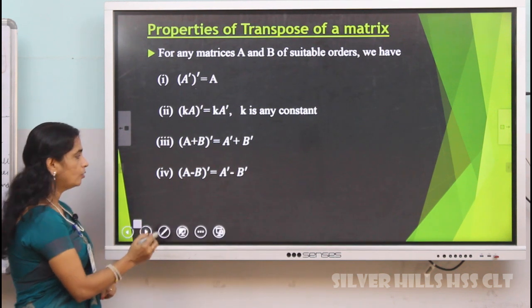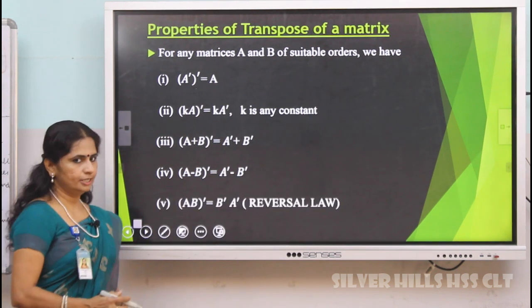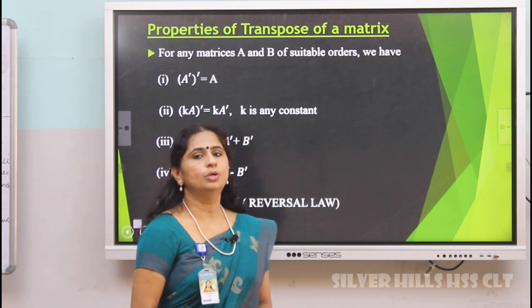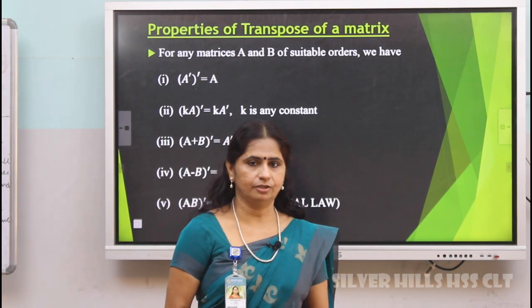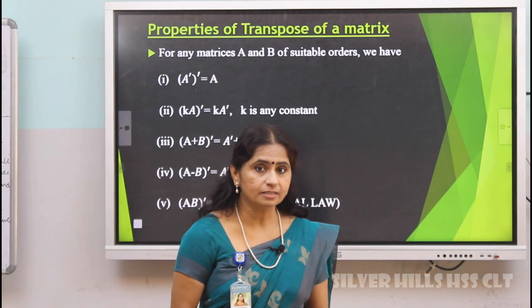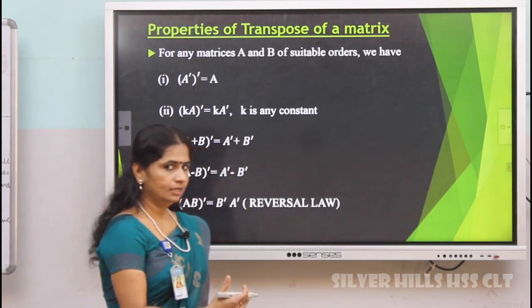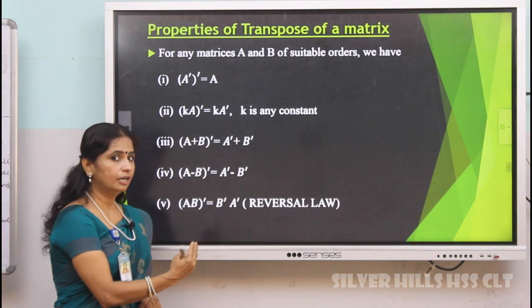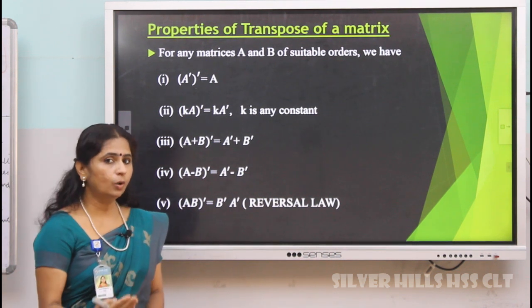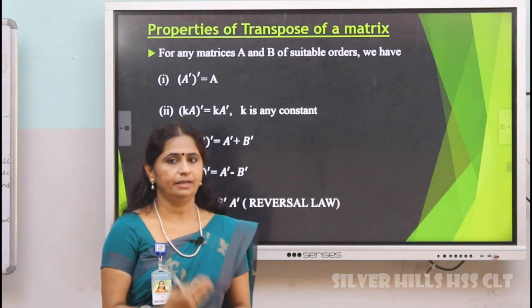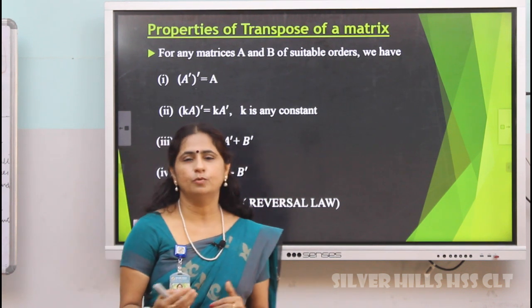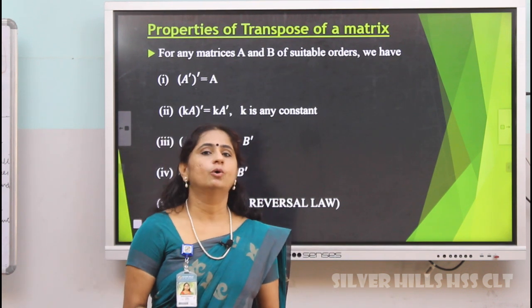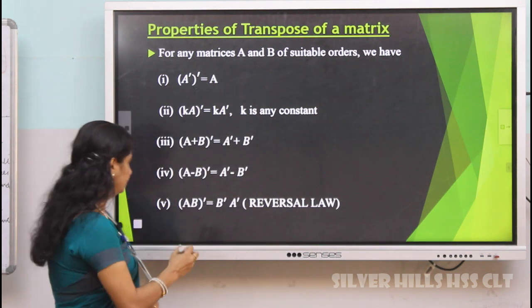And the last property of the transpose is AB the whole transpose, which is equal to B transpose A transpose. It is called the reversal law because the matrices are taken in the reverse order. AB the whole transpose is B transpose into A transpose. The properties are used to prove some of the results in this chapter and also for the problems.